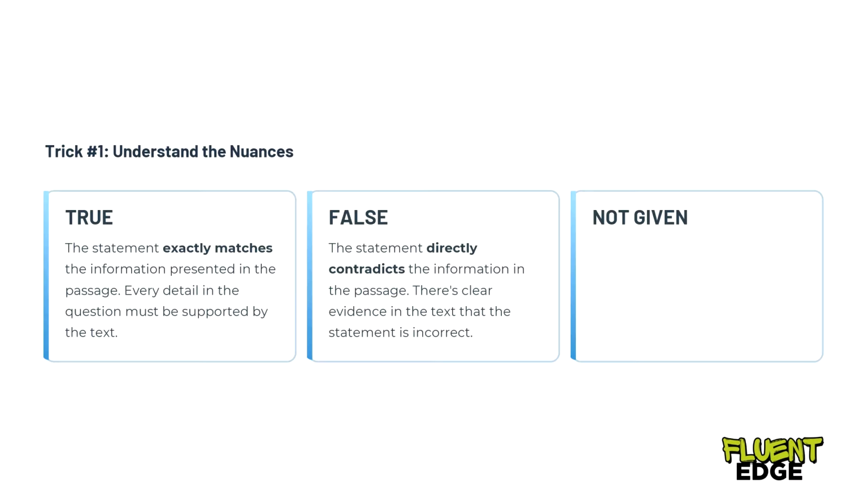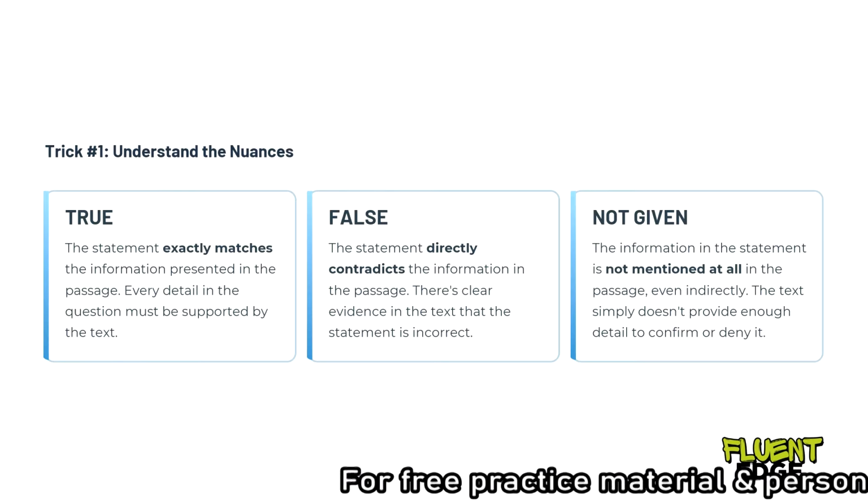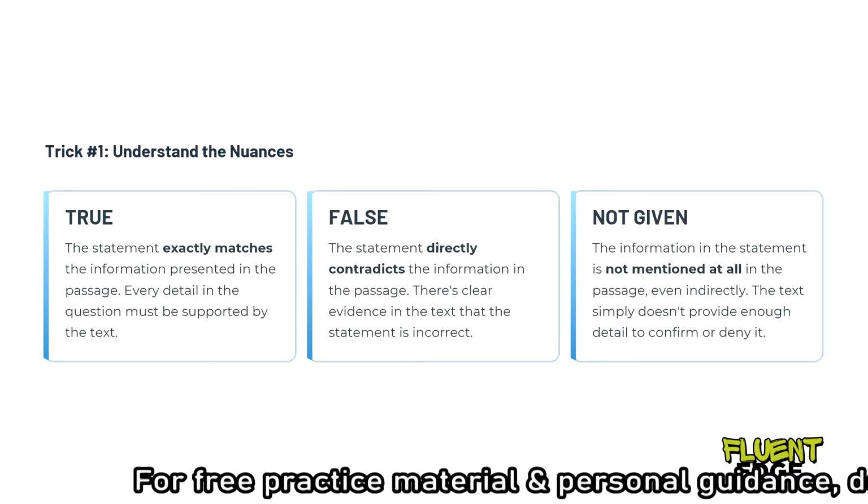Take it as not given if the information in the statement is not mentioned at all. Rather, I would say if any information in the statement is not mentioned at all in the passage, even indirectly, the text simply doesn't provide enough detail to confirm or deny it.